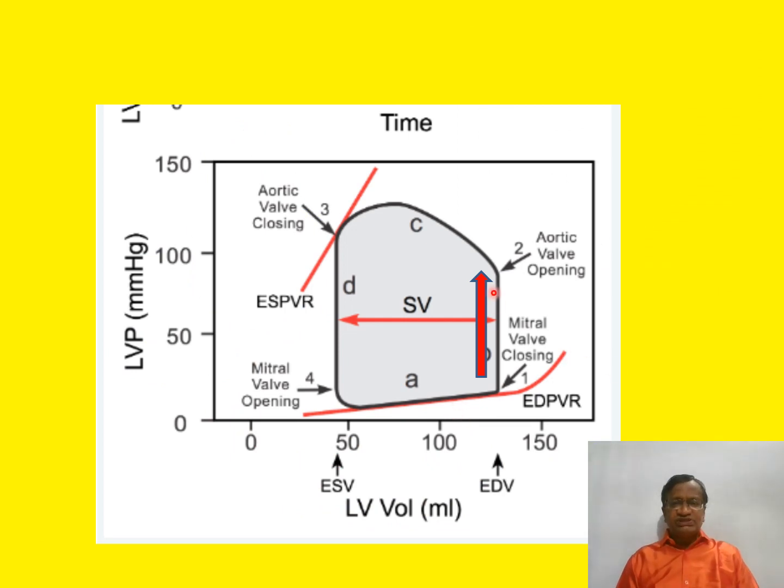Now we go up. This is the isovolumetric contraction phase. As soon as the pressure goes up, the aortic valve opens and the ejection of blood starts. If the ejection of blood starts, the volume decreases. And this is rapid ejection and slow ejection. And this is C. That is also systole. So isovolumetric contraction, rapid ejection, and slow ejection. These form basically the systole.